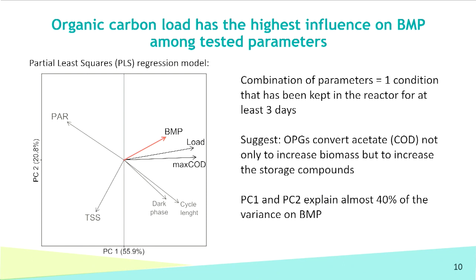So these results suggest that the granules are able to convert the acetate into storage compounds, which makes sense with the higher lipid proportion that we found. However, we miss some parameters that may explain a higher variance on the BMP. This could be, for example, the biochemical composition that we haven't included in the PLS.